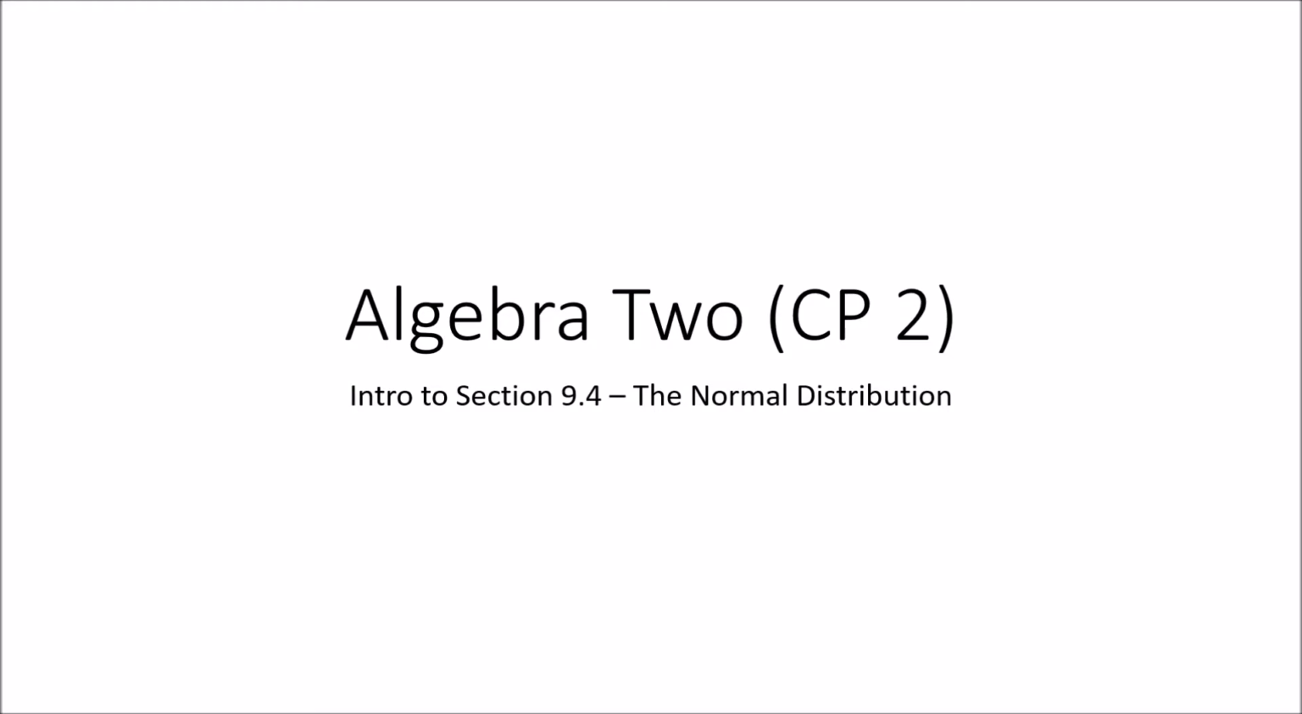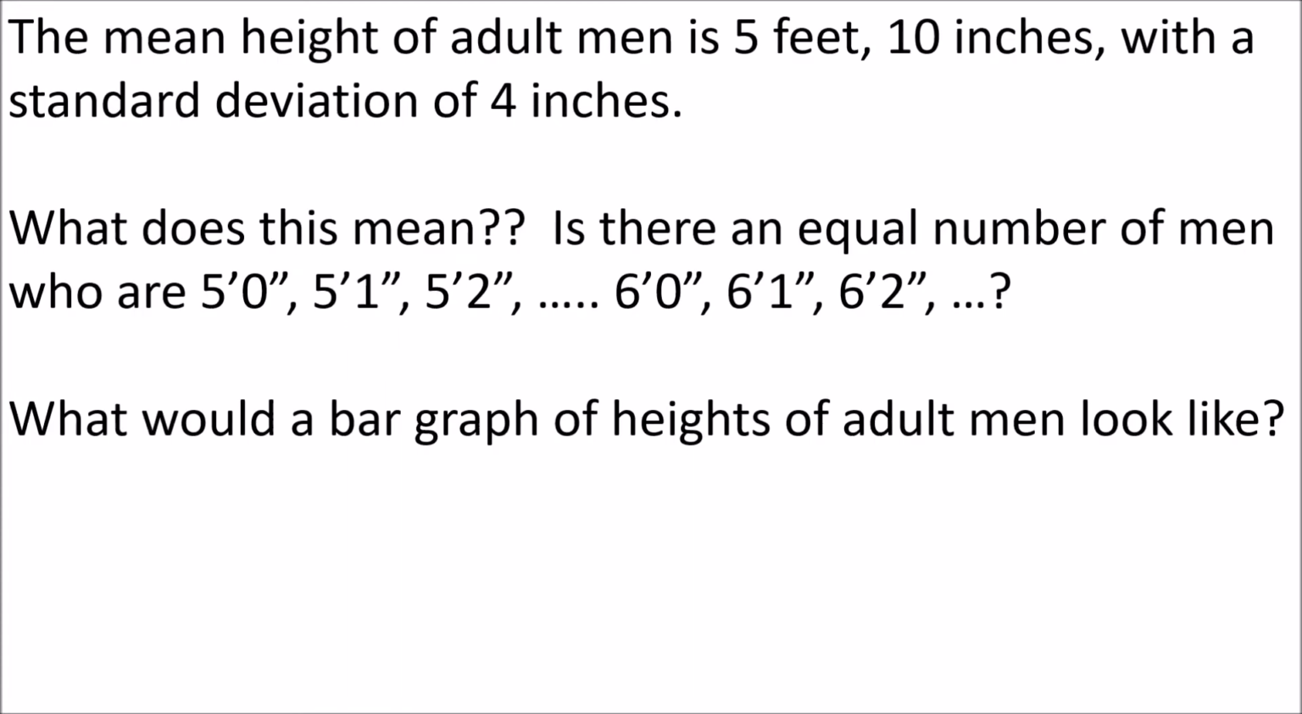So today we're going to start looking at the final section in this unit in Algebra 2, section 9.4 about this thing called the normal distribution, which is a pretty important topic in statistics. Before we get into our notes though, I do want to give you an example of what this is all going to be about. For example, we're told that the mean height of adult men is 5 feet 10 inches with a standard deviation of 4 inches. And my question for you is, what does this mean?